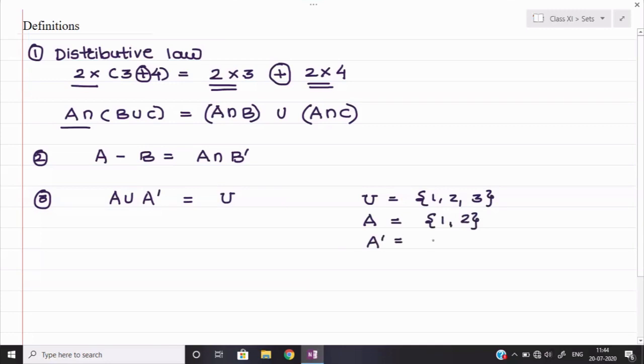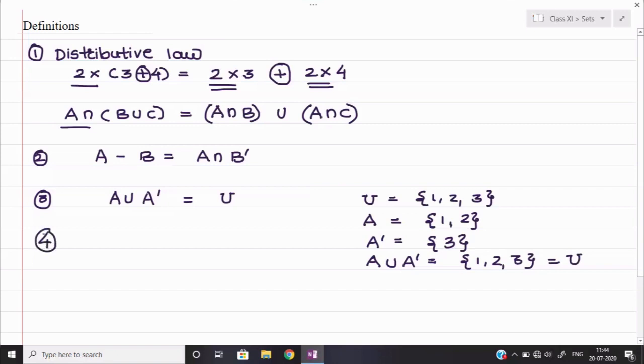A dash will be those elements of U which are not part of A, meaning subtract the elements of A from U. Then what will remain? Only 3 remains, right? Because if I subtract the elements of A, 1, 2, from U, then remaining is 3. Now if I find A union A dash, it will definitely be equal to 1, 2, 3, which is equal to the universal set. So remember, A union A dash will be equal to the universal set.